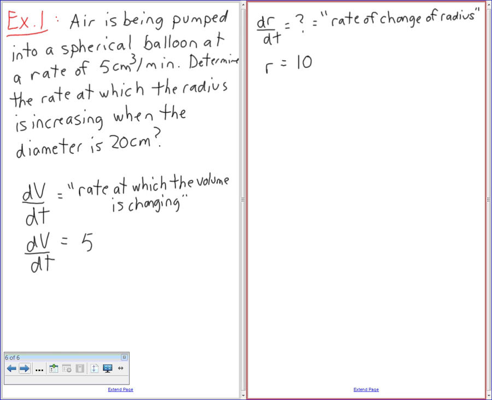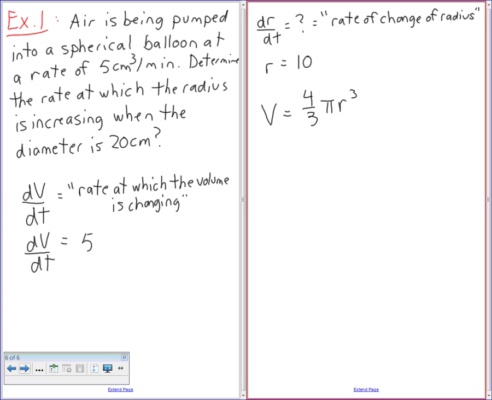So I need an expression for volume. Can anyone recite what the volume of a sphere is going to be? If you can't, that's okay. This is why God created phones. That is the volume of a sphere right there.